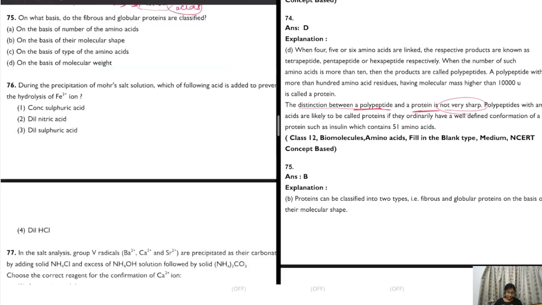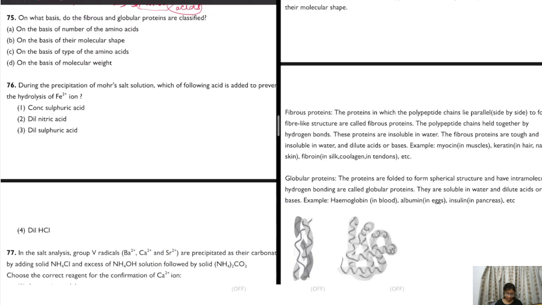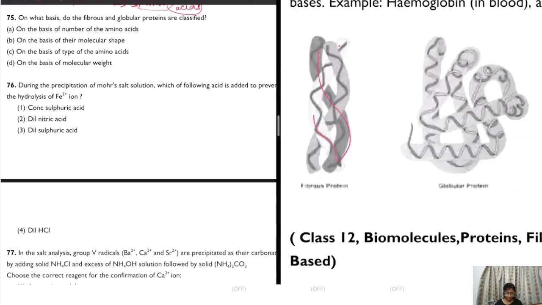Now the next question is, on what basis do the fibrous and globular proteins get classified? See, let's see the structure of globular and fibrous protein. This is the fibrous protein. You could see that these are running parallel to each other, whereas this is kind of a coil. Okay. So what is the distinctive factor? It is the molecular shape, right?